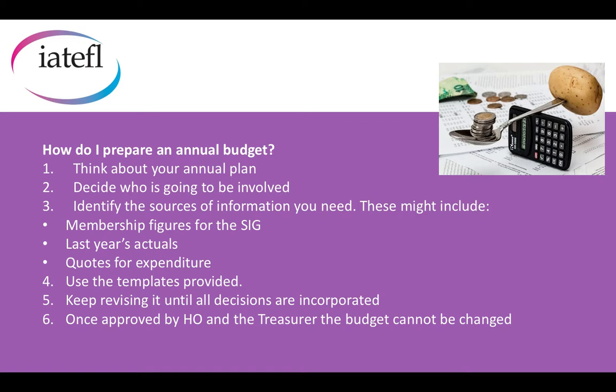Secondly, decide who is going to be involved in the budgeting process. Now, this could be your treasurer, it could be your coordinator, it could be your event organiser, it could even be the whole committee. A participative budget can help all committee members to appreciate the strategic plan for the SIG and the constraints that the SIG faces.